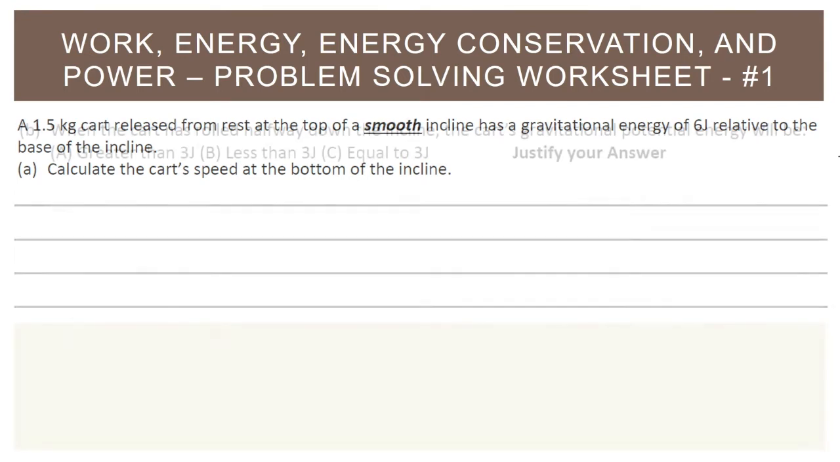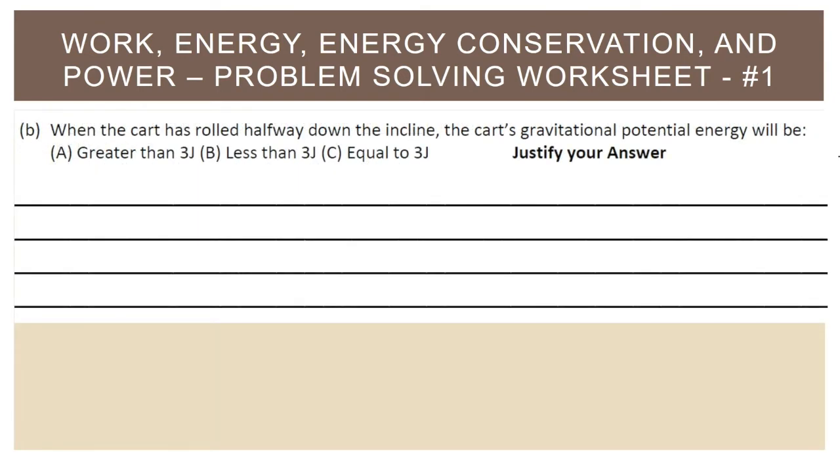Part B here says when the cart has rolled halfway down the incline, the cart's gravitational potential energy will be greater than 3 joules, less than 3 joules, or equal to 3 joules. Take a minute to pause this video here, think about the situation, come up with an answer, and try to use an equation to justify your answer. And when you hit play, we'll go over it.